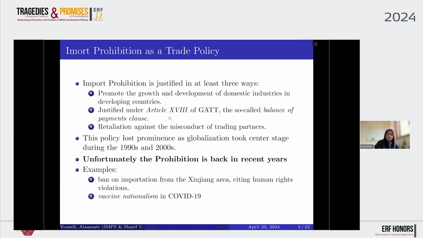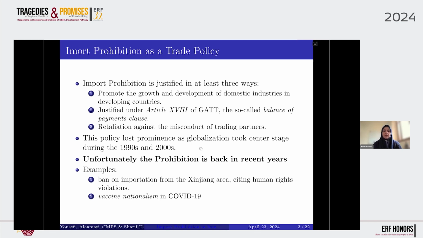And another justification is to improve balance of payment, especially when countries receive shocks to their trade balances and want to improve it, so they ban some part of the imports in order to improve the balance of payment. And the third justification is retaliation against the misconduct of trading partners. When they want to retaliate, some countries ban some specific importation from specific exporting countries.